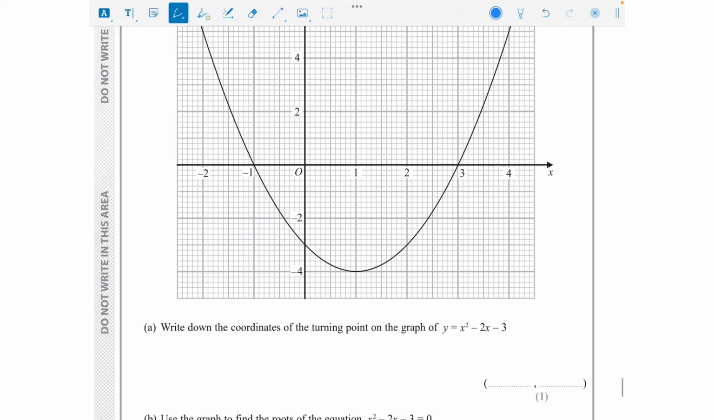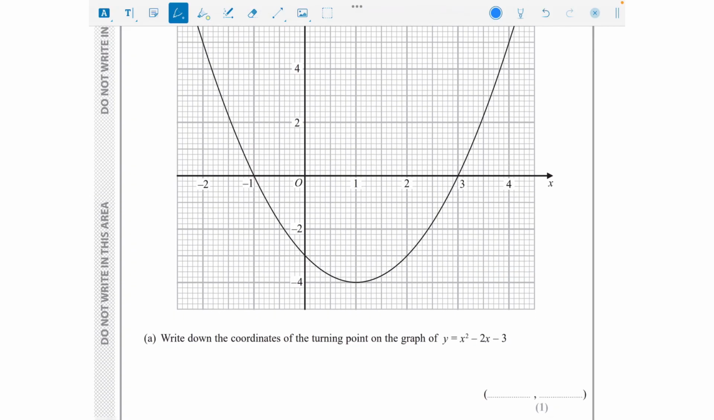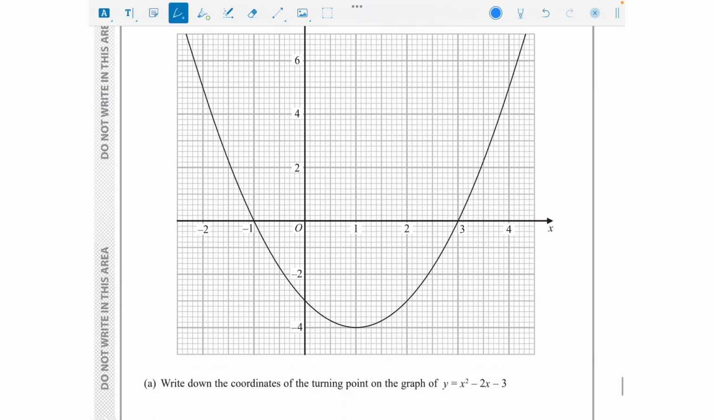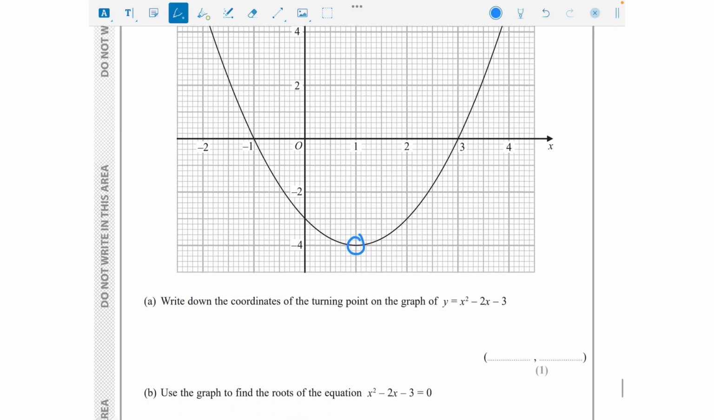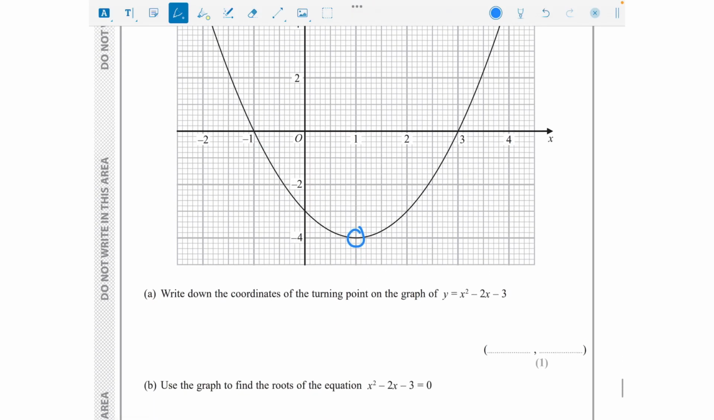It then says write down the coordinates of the turning point. Now the turning point is quite simply the place where the quadratic turns. So it is turning here. What is the coordinate of that point? Now I think everyone could probably have a guess at this question. What's really important is that we remember that coordinates go along the corridor and then up or down the stairs. So we're going across to 1 first. We're looking at the x coordinate first, and that is 1. And then we're going down to -4. So the coordinate is (1, -4), the x coordinate is 1, the y coordinate is -4.